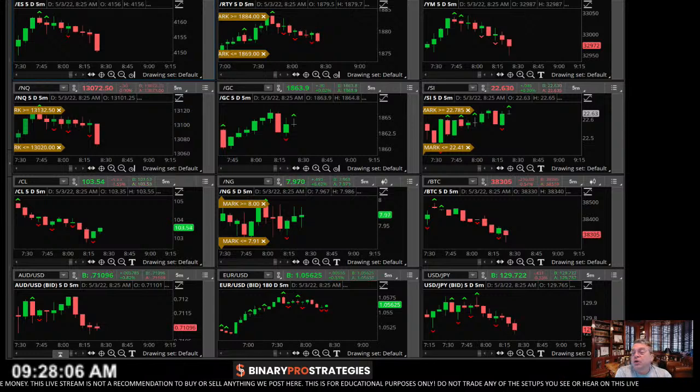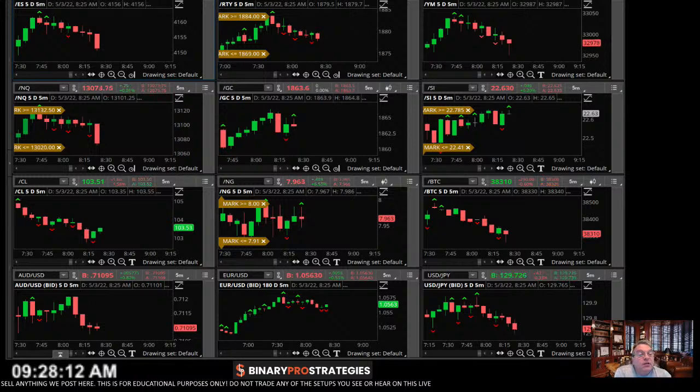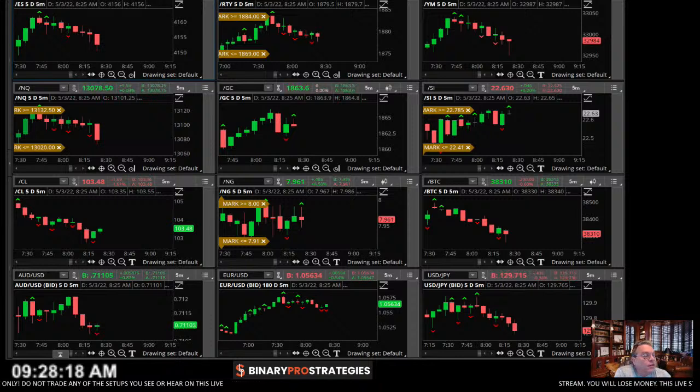Getting a double short on this Euro US coming up here. I like these doubles. That's another one of our patterns. Gonna watch that Euro US here in a few more minutes. If it looks good, go ahead and take a short on that Euro US. Once again, we are coming in long here.